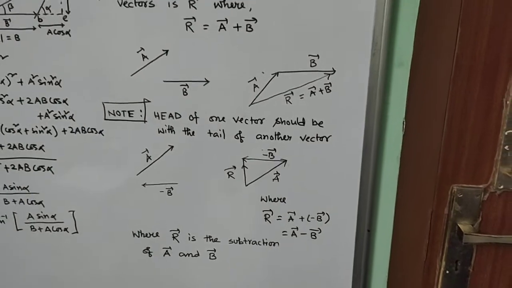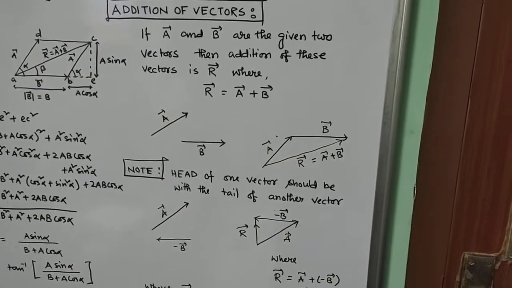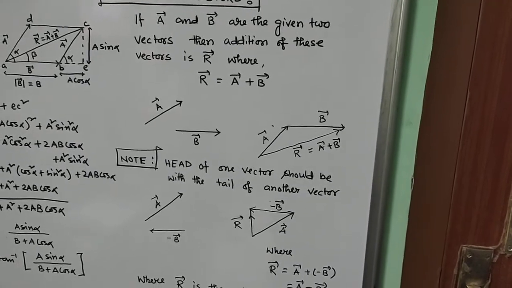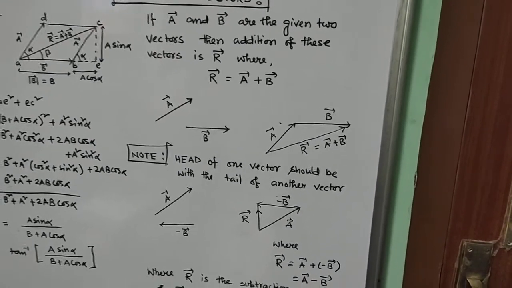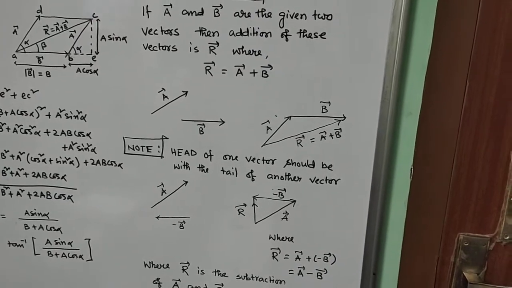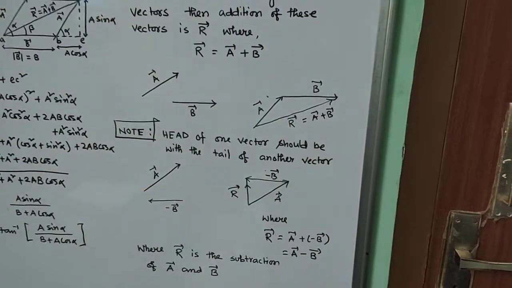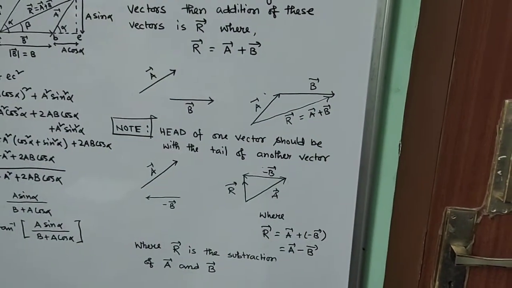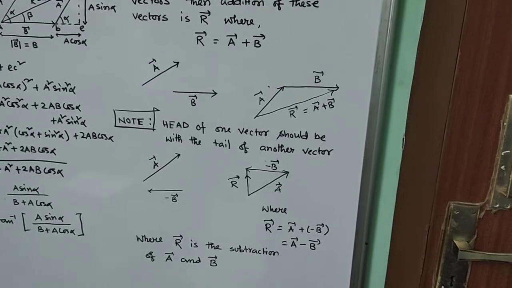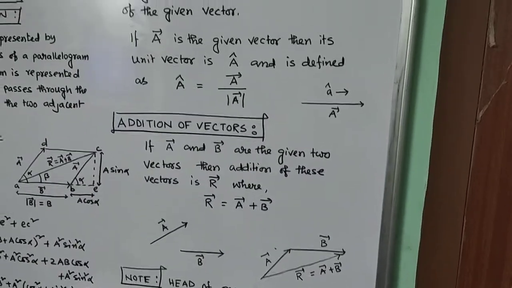So if you have to add two vectors, simply you have to use this rule, head of one vector should be with the tail of another vector. If you have to subtract two vectors, what you have to do, you have to take the negative vectors by putting the arrow in opposite direction, keeping the length same, and then you have to add that two vectors. Then you will get the subtraction of two vectors. I think you have understood what I am trying to say here.